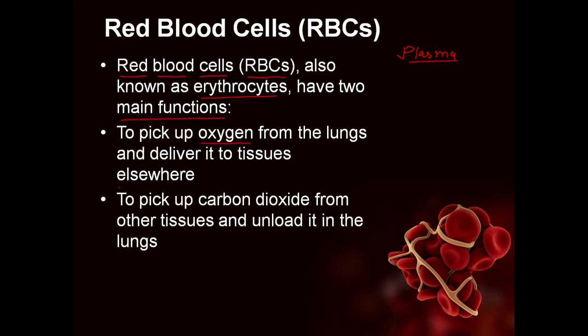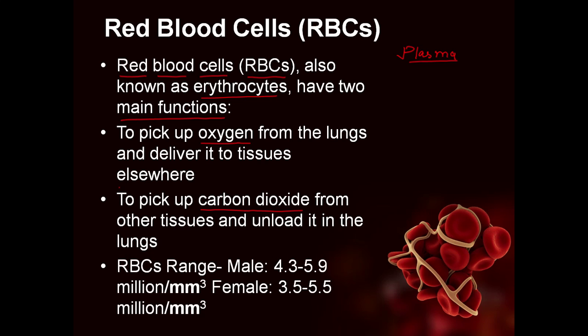Second function is to pick up carbon dioxide from other tissues and unload it in the lungs. So this is the function of RBCs: one is oxygen carrying, and second is to pick up the carbon dioxide from other tissues and unload it in the lungs. The range of RBC in male is 4.3 to 5.9 million per cubic millimeter, and in female the range is 3.5 to 5.5 million per cubic millimeter.